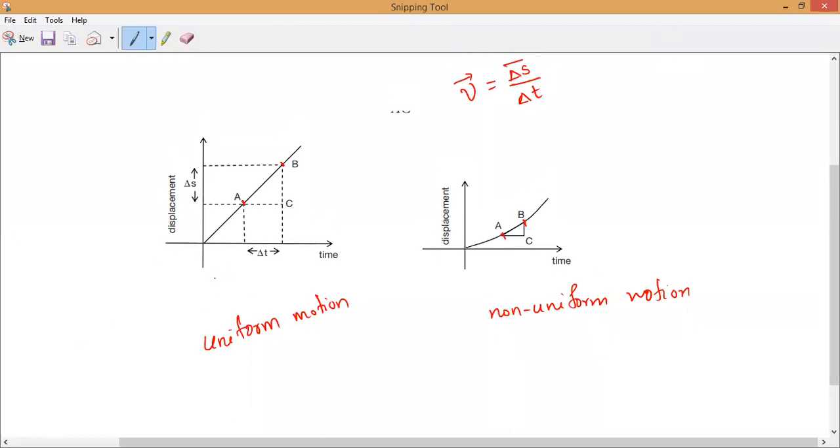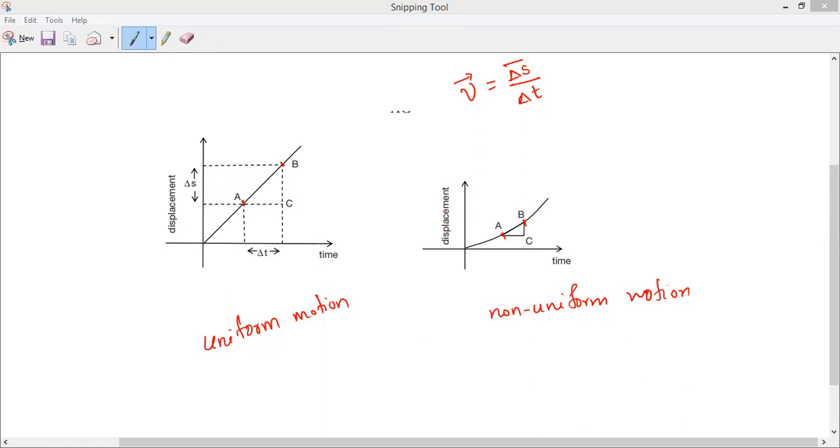Now, from this graph, I want an answer. Can anybody tell me from this graph what the instantaneous velocity is, in case of variable velocity as well as uniform or non-uniform motion, whatever it is? First, distance. Distance, not displacement, means the shortest path.